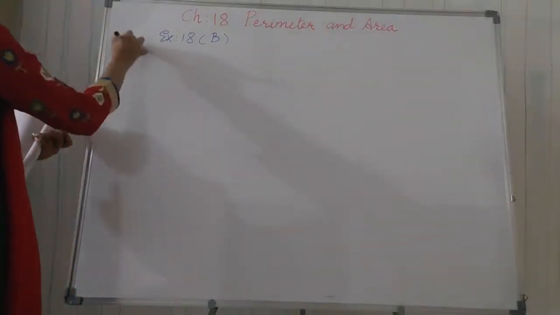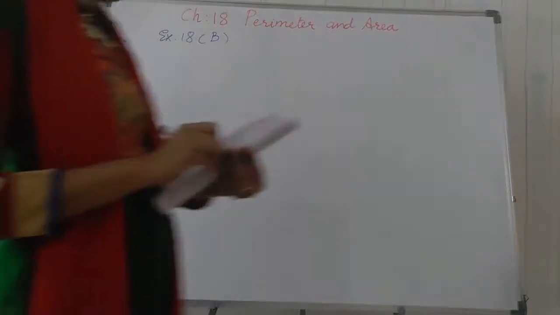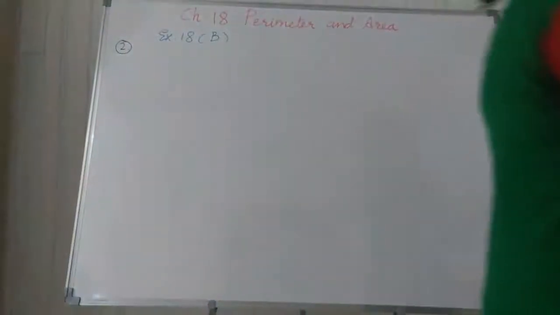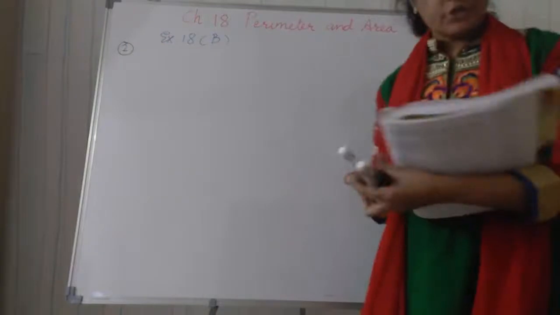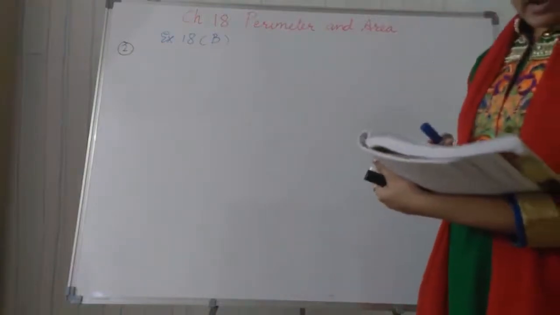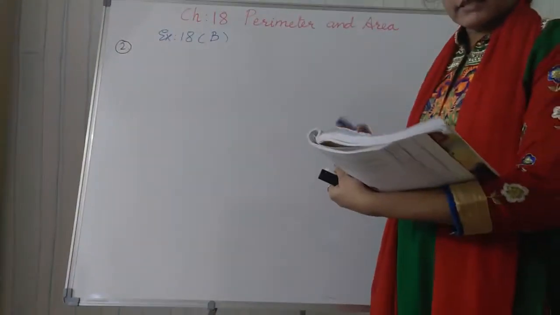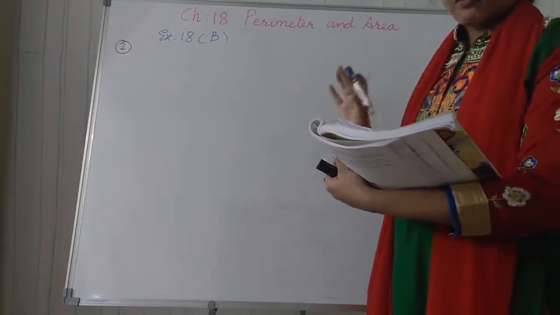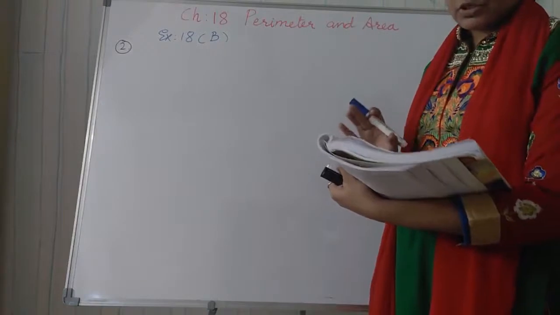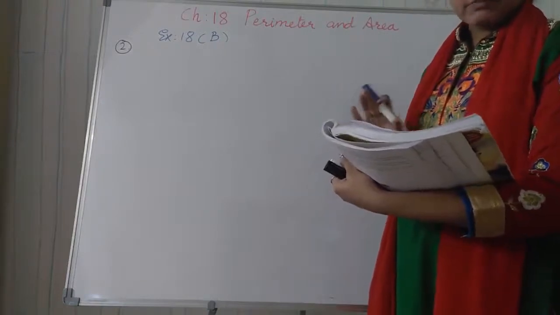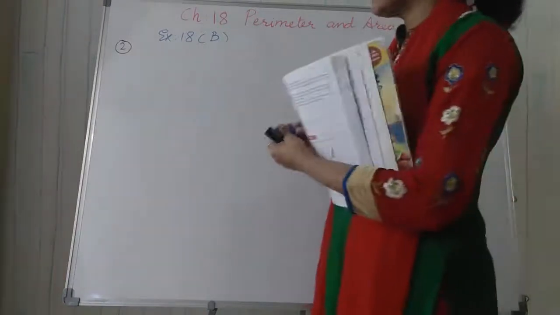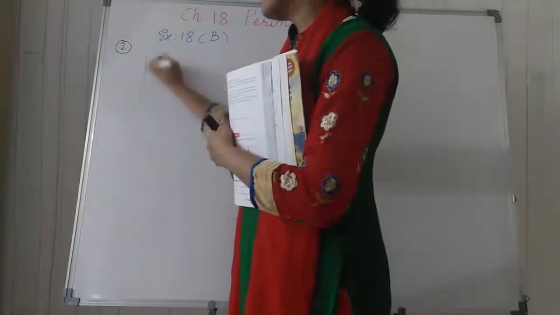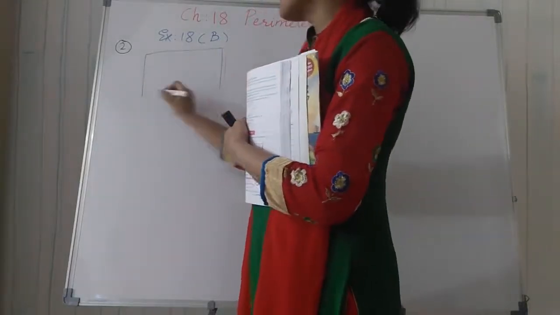Now there are figures not given in the question. We have to form the figure. So no problem. Let us read question number 2. A photograph of sides 35 cm by 22 cm is mounted onto a frame of external dimensions 45 cm by 30 cm. So here, students, the external and internal dimensions are both given.